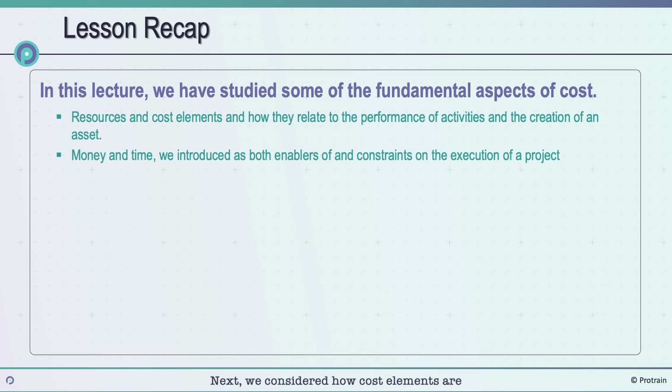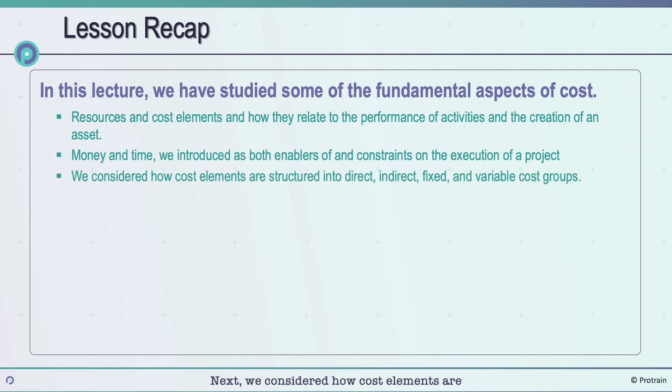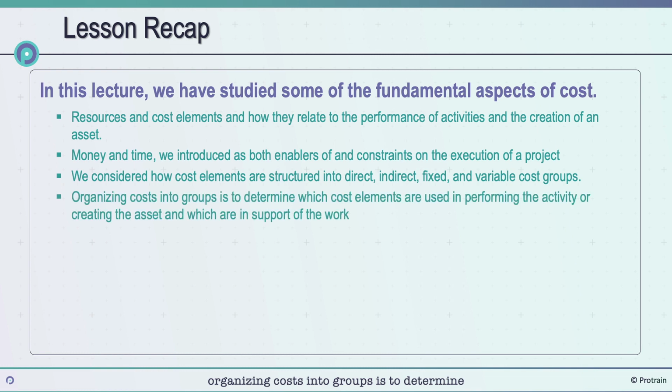Next, we considered how cost elements are structured into direct, indirect, fixed, and variable cost groups. The purpose for organizing costs into groups is to determine which cost elements are used in performing the activity or creating the asset and which are in support of the work. Other possible groupings were introduced to illustrate how cost elements can be arranged to provide visibility on the cost of specific activities or resources.